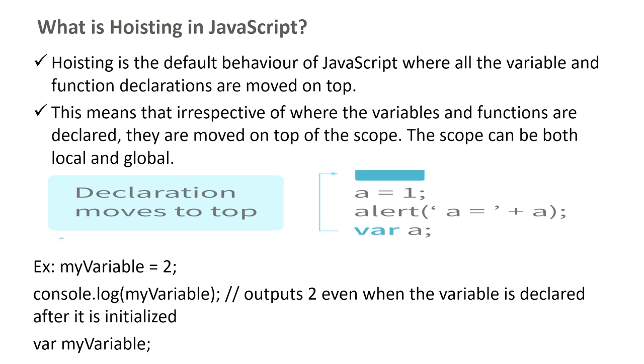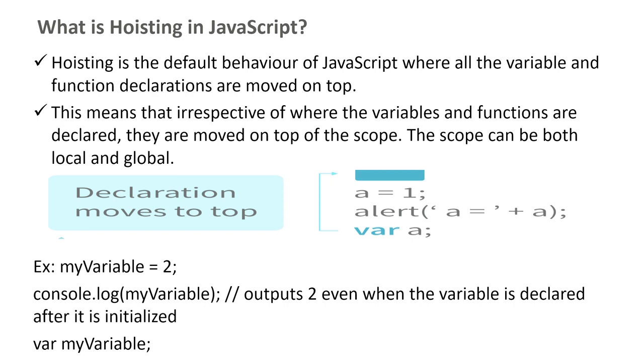What is hoisting in JavaScript? Hoisting is the default behavior of JavaScript, where all the variables and function declarations are moved on top. This means that irrespective of whether the variables and functions are declared, they are moved on top of the scope. The scope can be both local and global.